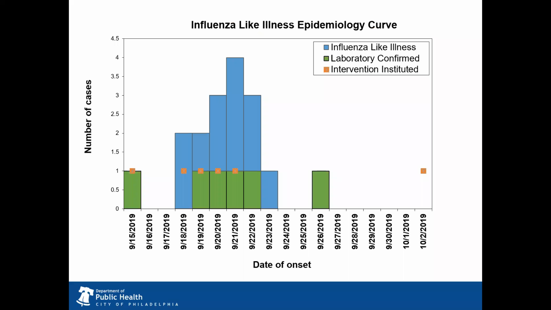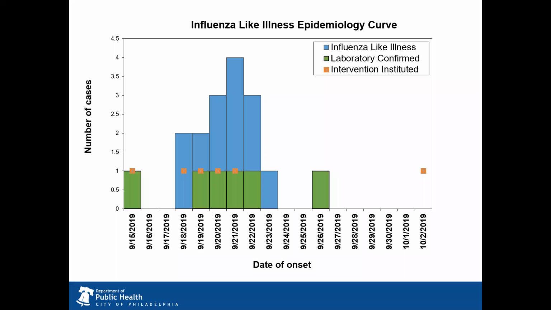And this is an example of a histogram. Anita's going to go into this in more detail, but you see your vertical axis is giving you your number of cases. Your horizontal axis is giving you the date that they occurred. The blue is influenza-like illness. The green is laboratory confirmed. And then you see there's that little orange box. If you click on that, you will be able to see what intervention you instituted. So it might help you figure out what worked, what didn't work.